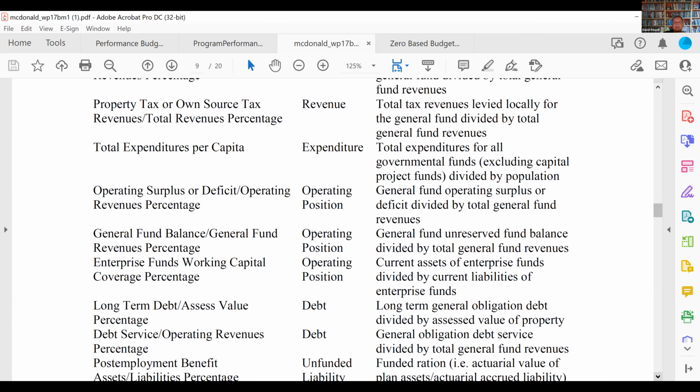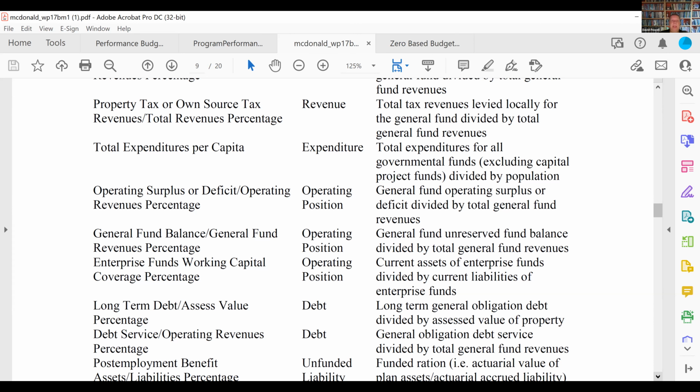So you take the current assets of your enterprise funds and divide them by the current liabilities of those enterprise funds. So the current assets of your enterprise funds are the value of everything you have. So in terms of the value of your building and the value of your supplies and all those types of things, those are your assets. Liabilities are claims against those assets. So what types of claims are people or organizations making against those assets? So the current assets divided by the current liabilities of your enterprise fund. So for example, for that child development program, would be your indicator known as enterprise funds working capital coverage percentage.